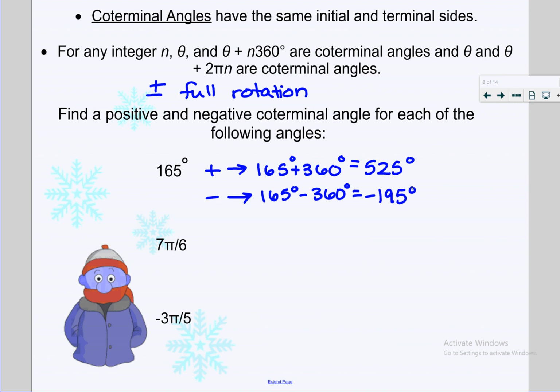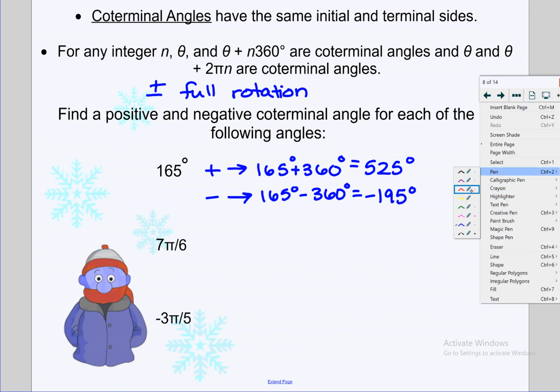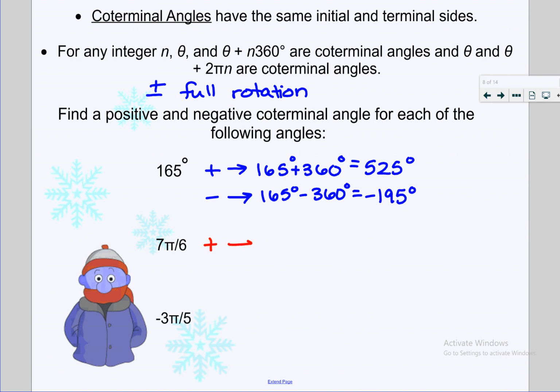7 pi over 6. Now it's a radian. If I want a positive coterminal angle, I'm going to take my 7 pi over 6 and add on 2 pi. When you're doing it with radians, it's just like fractions. We want those common denominators. So 7 pi over 6 plus, instead of 2 pi over 1, we can think of it as 12/6 with my common denominator. And so 19 pi over 6 is my answer.